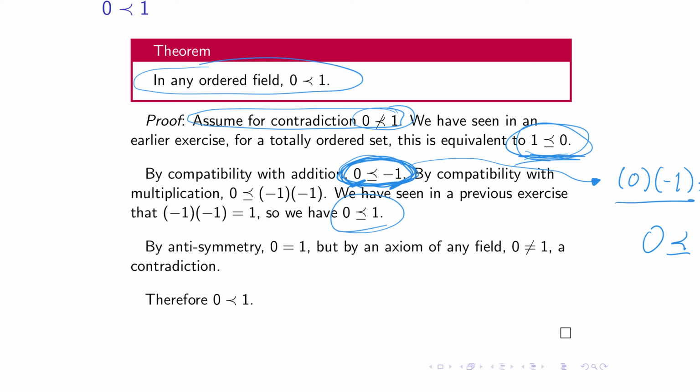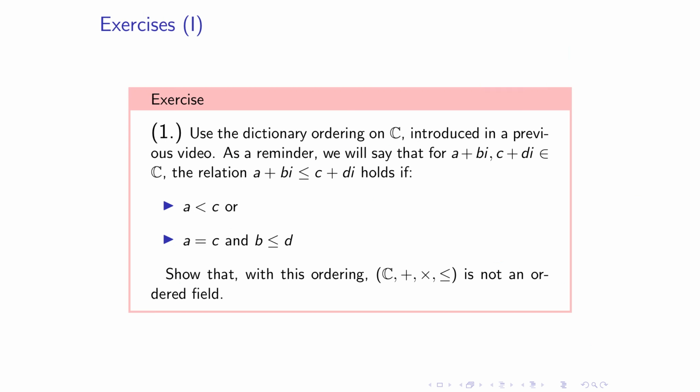Well, we now have two things using precedes. We've got that 1 precedes 0. We've also got that 0 precedes 1. By anti-symmetry, we can infer that 0 must equal 1, but it was a field axiom that 0, the additive identity, never equals 1, the multiplicative identity. So now we have a contradiction, and the proof by contradiction is complete.